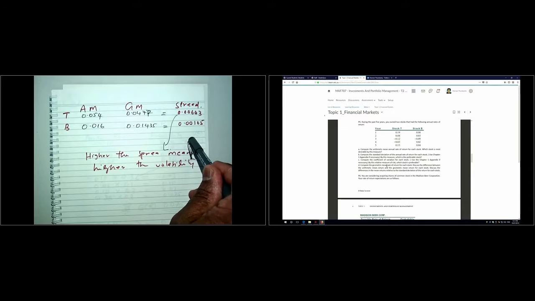Can you observe the spread? The spread between the arithmetic return and the geometric return for asset T compared to asset B. Asset T has a higher spread, right? Why? Because asset T had higher variability. When you have higher variability, the geometric return captures that and tells you the clear story, whereas asset B did not have such variability. We also knew that it had lower standard deviation, so the spread is also lower. So the higher the spread, the higher the variability associated with that stock.